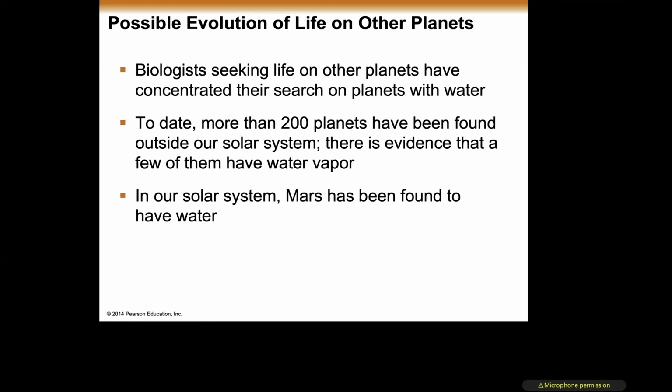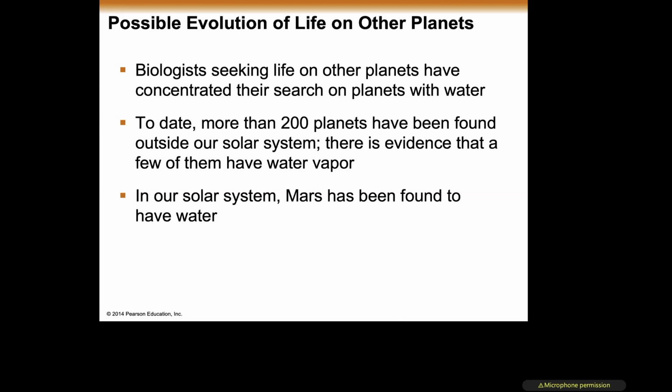Alrighty, so with this, water is so important. Biologists are always seeking life on planets that have water, because we can't live without water. To date, more than 200 planets have been found outside of our solar system, and there's evidence that a few of them actually have water vapor.